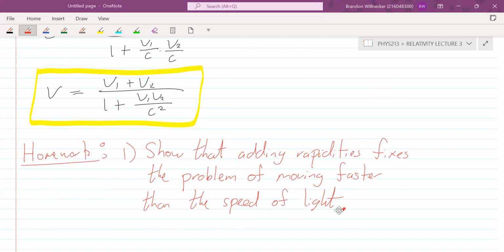If you do have any problems with this homework question, please just let me know on the WhatsApp group. I can help you out with some hints or clues or something like that.